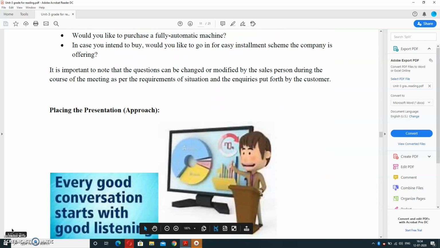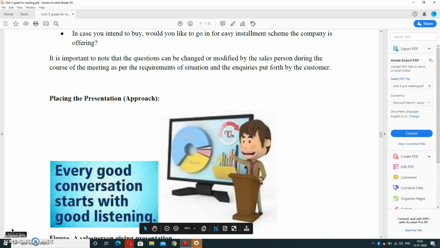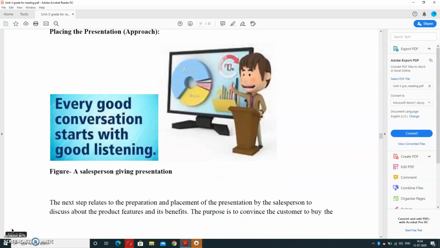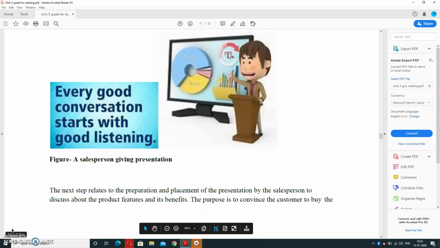Now, after asking the questions, the company needs to present the product. The company needs to place the product in front of the customer. How to place the presentation? The next step is the preparation and placement of the presentation by the salesman to discuss the product features and its benefits.